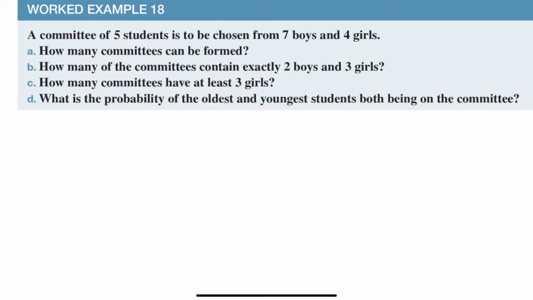Okay, so we're going to use the method of writing combinations. I'm going to write this as follows. I'm going to say the number of ways is 11C5. There's 11 participants, 7 plus 4, there's 11. And out of those 11, I have to fill 5 positions.